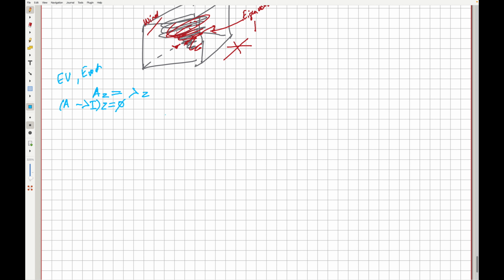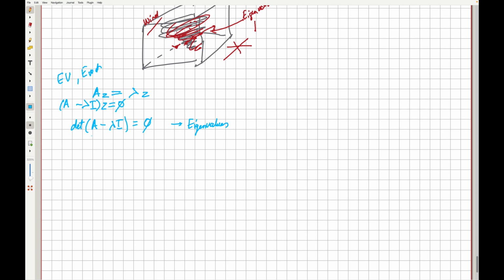So for a non-zero z to exist, the matrix A - λI must be singular. That is, its determinant must be equal to 0. So what I mean by that is, if we take the determinant of A - λI, it needs to be 0. And this equation gets us the eigenvalues.